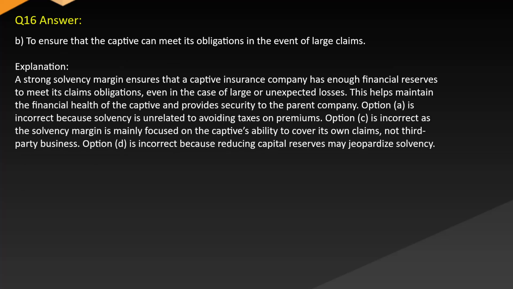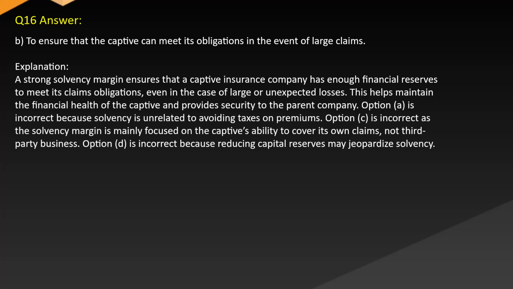Answer. B. To ensure that the captive can meet its obligations in the event of large claims. Explanation. A strong solvency margin ensures that a captive insurance company has enough financial reserves to meet its claims obligations, even in the case of large or unexpected losses. This helps maintain the financial health of the captive and provides security to the parent company.